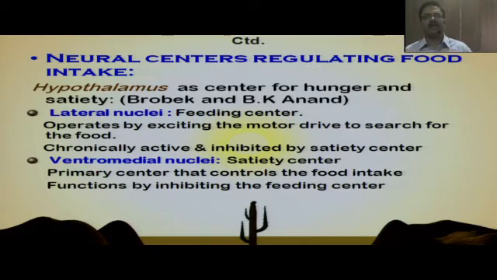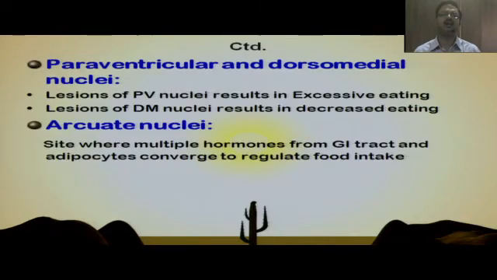Ventromedial nuclei act as the satiety center. It acts as a primary center and controls the food intake, and it functions by inhibiting the feeding center. There are other nuclei also, in addition to the ventromedial and ventrolateral nuclei, which act as satiety and feeding centers. We have other nuclei like paraventricular nuclei and dorsomedial nuclei. The lesions of paraventricular nuclei result in excessive eating, and the lesions of dorsomedial nuclei result in decreased eating.